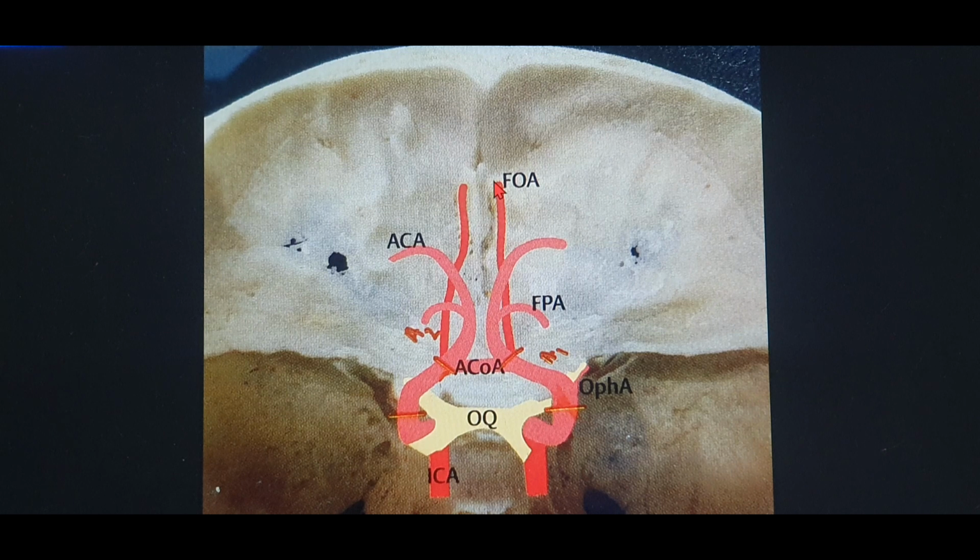You're going to see the frontoorbital artery running like this, and you're going to see the frontal lobe and also the interhemispheric fissure. This is the left cerebral hemisphere, this is the right cerebral hemisphere, and this is the interhemispheric fissure. Also, you're going to see the olfactory tract. I'm going to show you the olfactory tract as well.